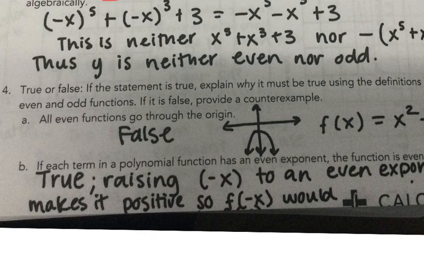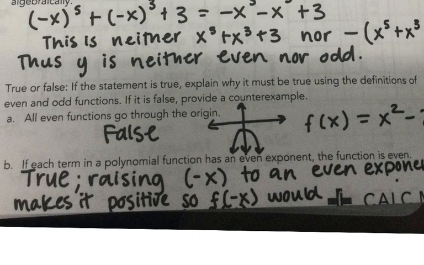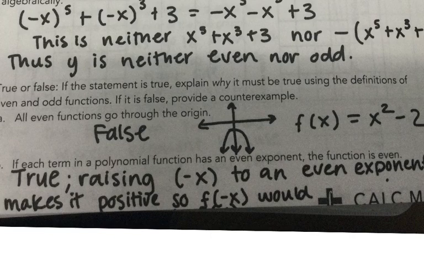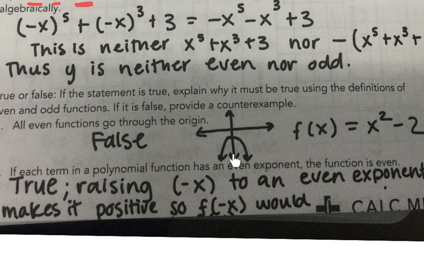Number 4, true or false? If the statement is true, explain why it must be true using the definitions of even and odd. If it's false, just give one counterexample. So it says all even functions must go through the origin. So an even function can go through the origin, but they don't have to. Think about drawing any parabola whose vertex is not the origin, but it's somewhere on the y-axis. That will give you a parabola that has symmetry through the y-axis. That makes it be even.